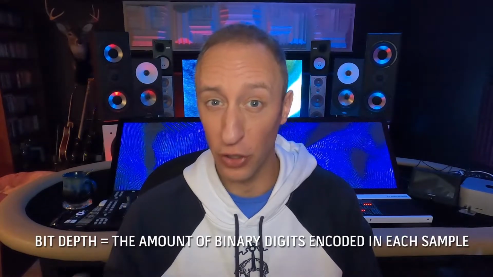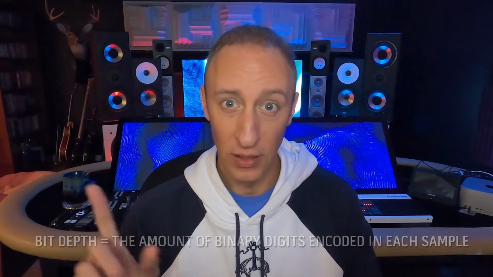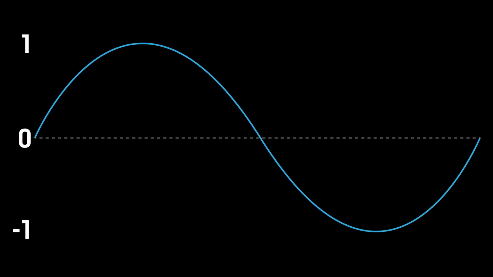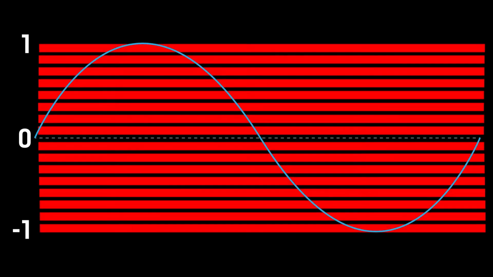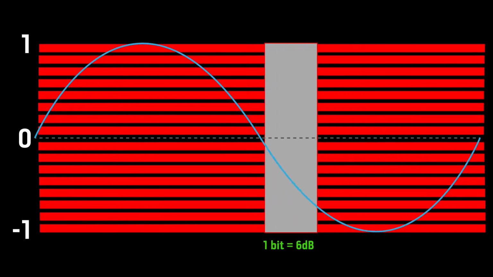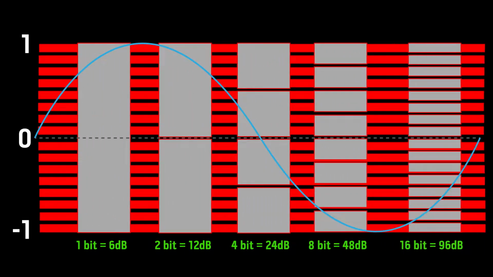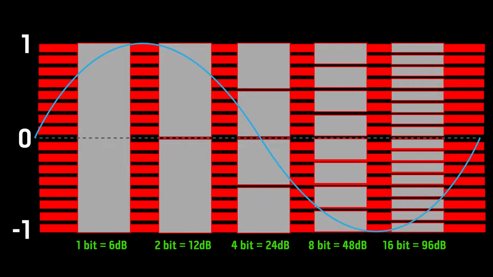Let's start at the beginning. Bit depth. What is it? In short, it's the amount of binary digits encoded in each sample. So where your sampling rate determines how many snapshots are being recorded per second, the bit depth determines the resolution of those snapshots. Every bit that you increase, you double the resolution, which is important to note. Where an 8-bit file only has a dynamic range of 48 decibels, a 16-bit file has 96. So it makes sense. It's easy to follow.